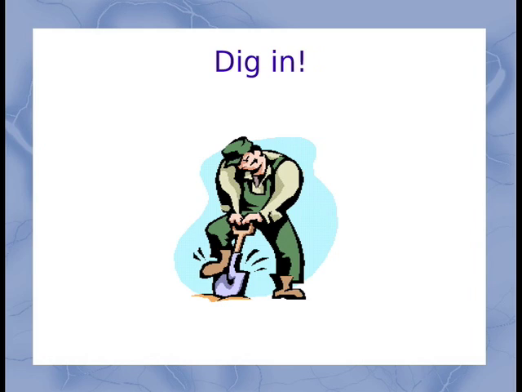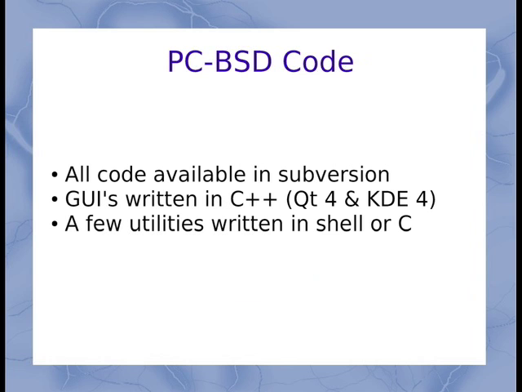Now we're going to go ahead and dig into the tools and utilities that we've designed and developed. First of all, the code is available in Subversion. So everything I'm going to talk about today you can get from our Subversion site. It's all easily available. All the GUIs are written in C++ using Qt4 and in some cases KDE4 API, which proves useful in a lot of cases. And we have a few utilities written in Shell or C, depending as the need calls for it.